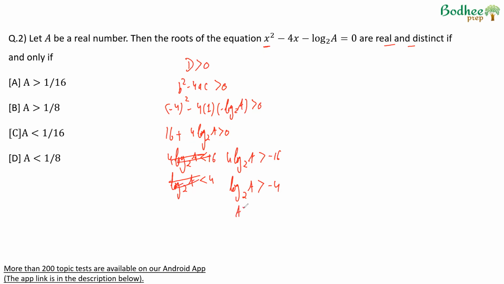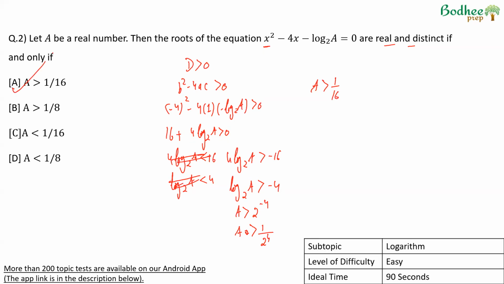And therefore, a has to be greater than 2 raised to power minus 4, which is nothing but 1 by 2 raised to power 4. And therefore, a has to be greater than 1 by 16. Option A becomes the answer. I think this is a straightforward question unless you make a calculation error. Should be able to do this within about a minute and a half.